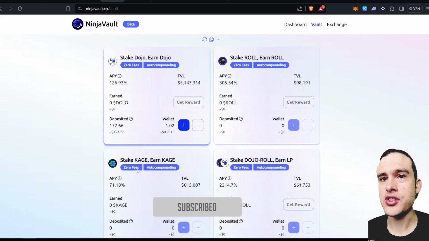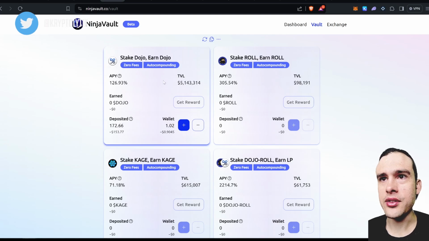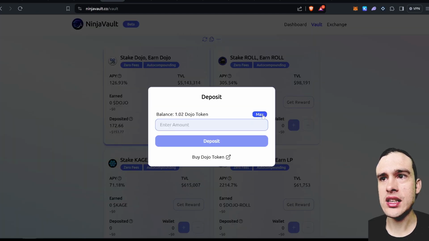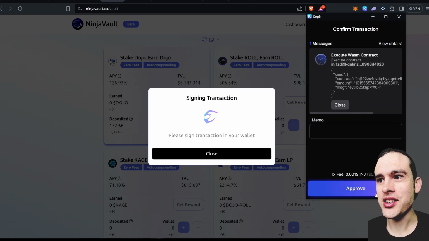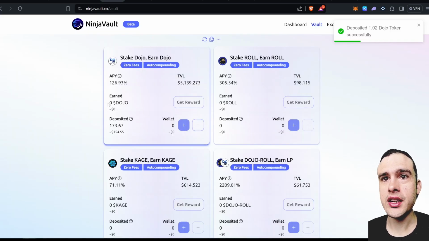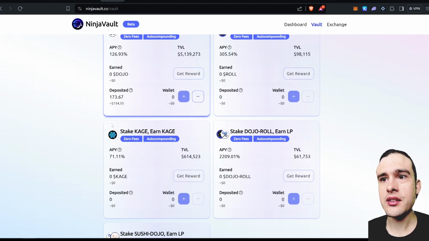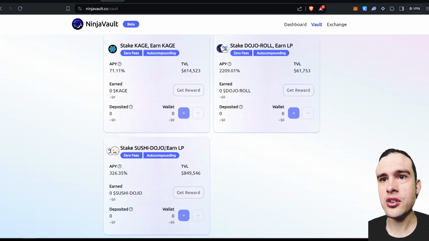So you just click this and then you'd want to sign the transaction to claim it. Any of these tokens you can stake through this platform. So if you've got Kage, the DojoRoll LP just sitting in your wallet that you haven't actually added to a pool yet, or even Dojo, then here is where you can deposit it. And easily done is you just click on deposit, click deposit, and sign the transaction, and we're done. Now that's already in there, and now that's auto compounding. This is really cool. This is something that's building out slowly. Also got this Sushi Dojo LP as well, which is a really good one.